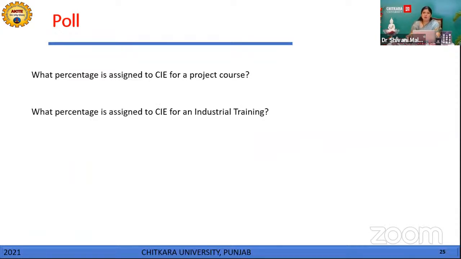Okay, so we have a poll for you. The first poll, you will just see it on your screen. What is the percentage assigned to continuous internal evaluation for a project course? We'll give you 1 minute to reply to this question.